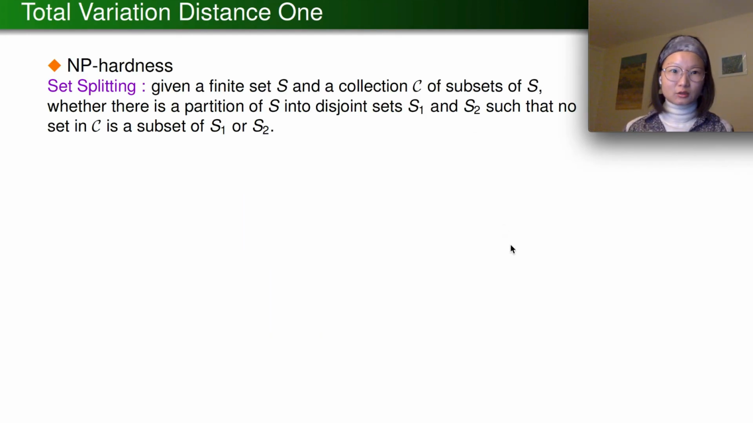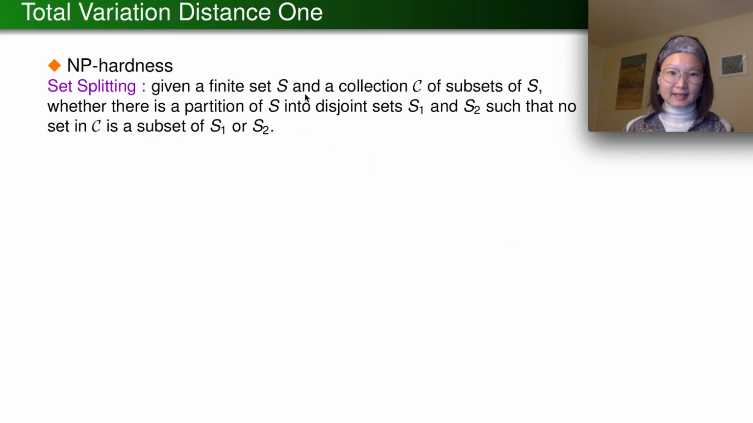Now let's consider the total variation distance 1 problem. Given two probability distributions mu and nu, the total variation distance 1 problem, or TV equal to 1, asks whether there is a memoryless strategy such that mu and nu have total variation distance 1 in the induced LMC. We have proved in the paper that this problem is NP-complete, and the hardness proof is by reduction from the set splitting problem, which is one of Garey and Johnson's classical NP-complete problems.